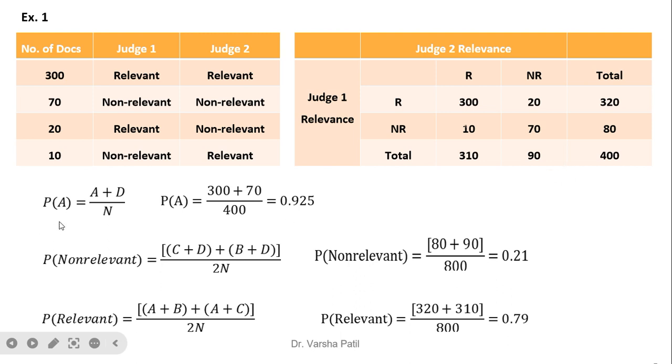Now first we will calculate the probability of A. So here we take 300 plus 70 divided by the total records, 400. Then we take the non-relevant, for which we take the negative result. So it is 80 plus 90 divided by 2 times 400, that is 800, and for relevancy it is 320 plus 310 divided by 800. So we make the calculation and we get the value.